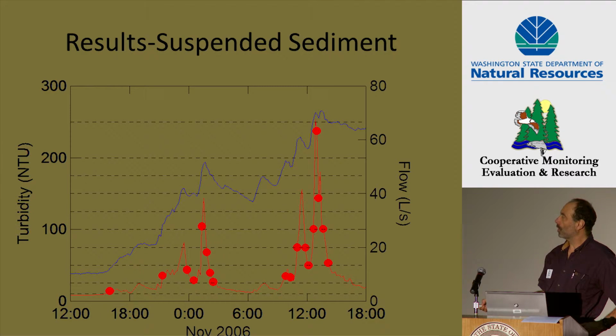As soon as flow would go up, you'd start getting bumps up in turbidity. Here, flow goes up, peaks, and as soon as the flow stops increasing, turbidity drops way down. Here again, you get a peak, and it's not that flows are dropping very much, but turbidity drops almost to background level. So it's very flashy.